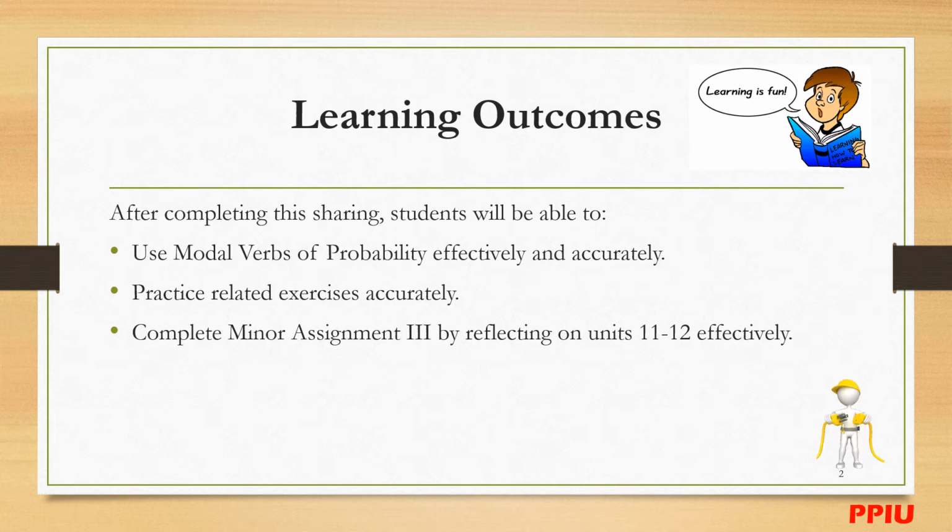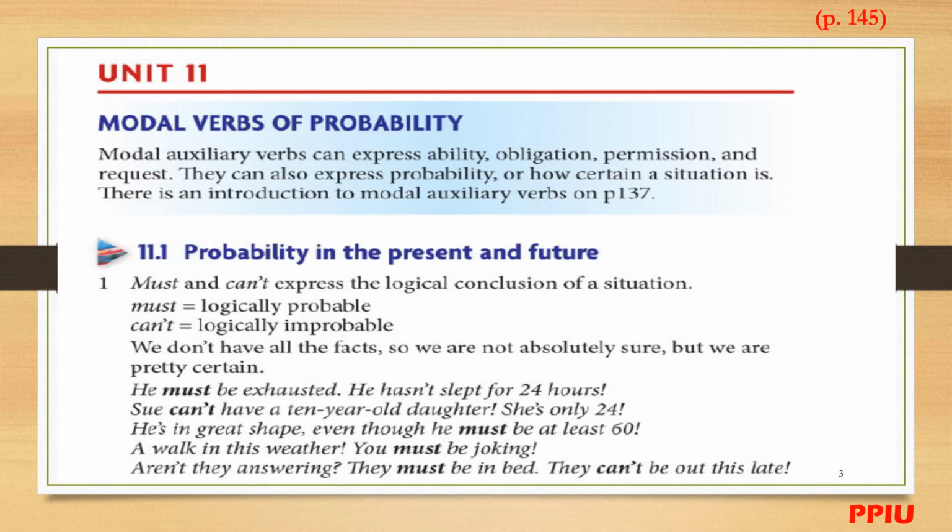Okay, without further delay, we move to modal verbs of probability. So Unit 11, the grammar part, focuses on modal verbs of probability. When we talk about modal verbs, I strongly believe that it is not quite new for you, right? Modal auxiliary verbs can express ability, obligation, permission, and request.